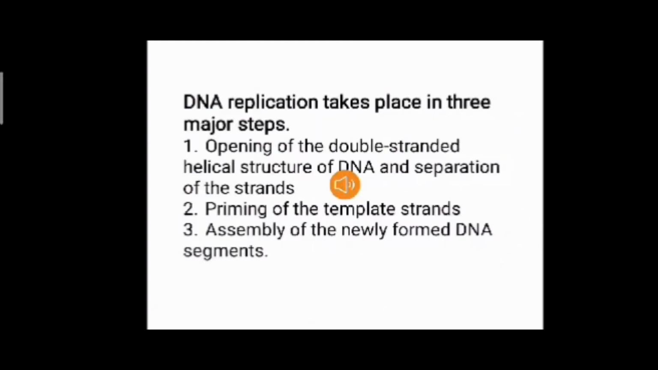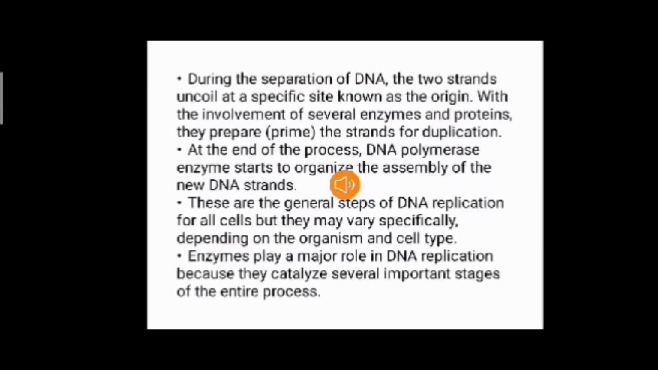DNA replication takes place in 3 major steps. First is the opening of the double-stranded helical structure of DNA and separation of the strands. Second is the priming of the template strands. And lastly, assembly of the newly formed DNA segments. During the separation of DNA, the 2 strands uncoil at a specific site known as the origin. With the involvement of several enzymes and proteins, they prepare the strands for duplication. At the end of the process, the DNA polymerase enzyme starts to organize the assembly of the new DNA strands.